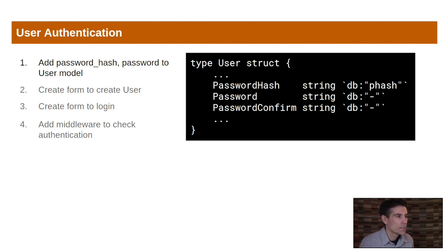So the first would be to take our user model and add a password hash and the password. You can see we're saving the password hash to the database, but we certainly don't want to save the raw password to the database. That's what that dash means. If you have a user model that requires a confirmation of that password, you would have a third value there, password confirm, but it's not required.